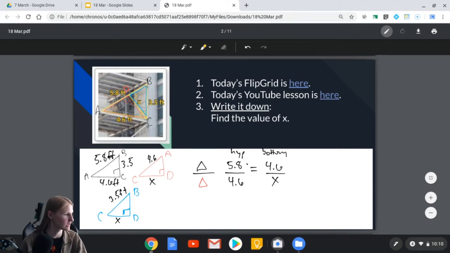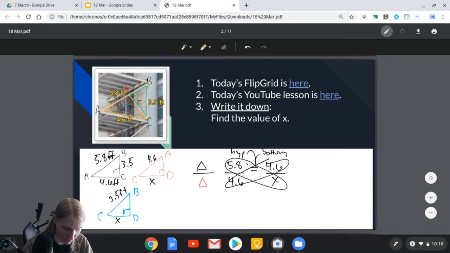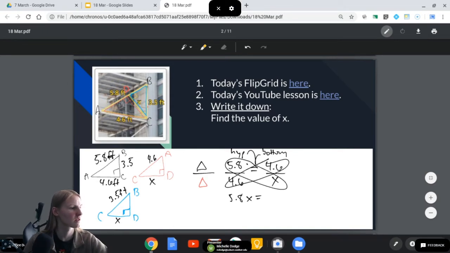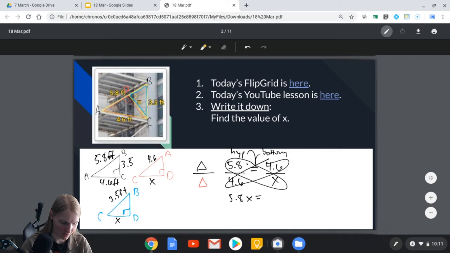And now we take our handy dandy calculator, which we totally prepared in advance. I did not, so we're going to use Google's. And we're going to do our butterflies. So we get 5.8x is equal to whatever 4.6 times 4.6 is. Let's see what Google says. Why are all these decimals always so ugly? I don't know. Only the curriculum can tell us.